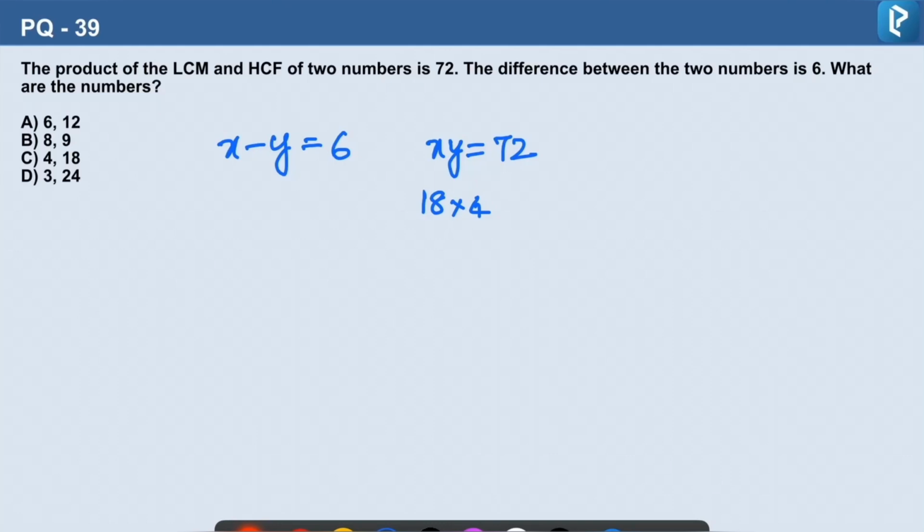It is not divisible by 5. So it is divisible by 6. So 12 sixes are 72. 12 multiplied by 6 is 72. So what is the difference of 12 and 6? 6 is the difference. So we can assume x and y as 12 and 6. x is equal to 12 and y is equal to 6. Their product is 72 and the difference is 6. So 12 and 6, these are the numbers. Option A is the correct answer.